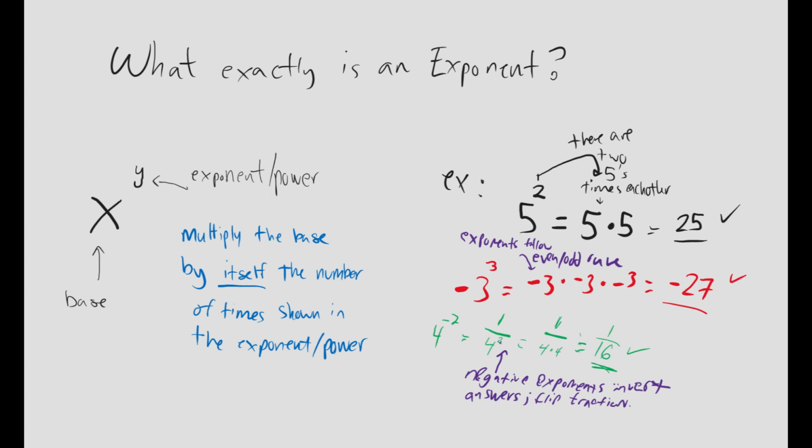Lastly, we have negative powers. We just think about what it would be if there wasn't a negative. 4 squared, 4 times 4, is 16. Then we invert the fraction. 16 over 1 becomes 1 over 16.